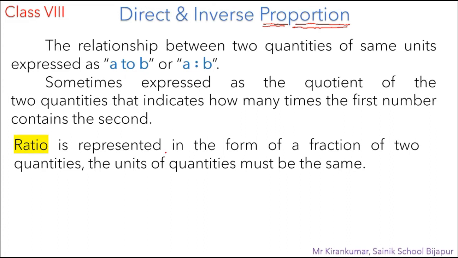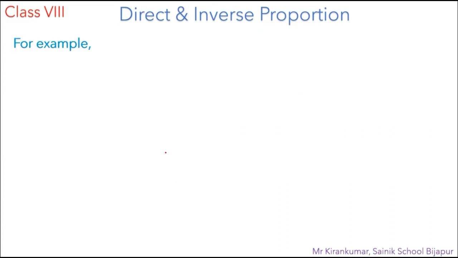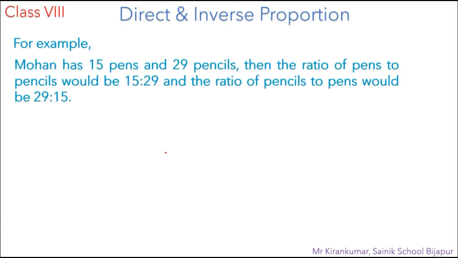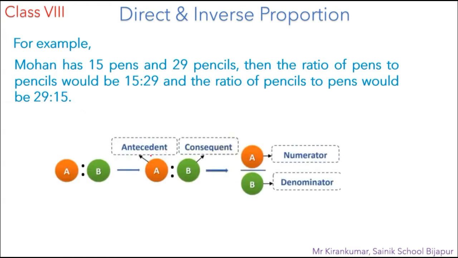So, for example, Mohan has 15 pens and 29 pencils. Then the ratio of pens to the pencils would be 15 is to 29. The ratio of pencils to pens would be 29 is to 15. Whenever we represent a ratio, it is something like A is to B. Here in the ratio A is to B, A is called an antecedent and B is called a consequent. If I write the same in the fraction form, A is the numerator and B is the denominator.